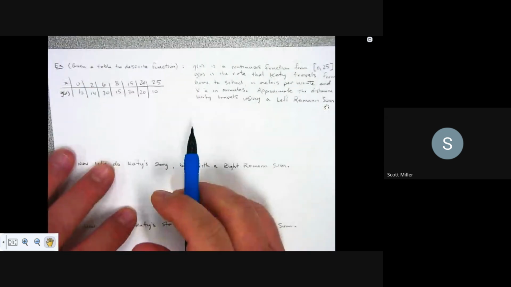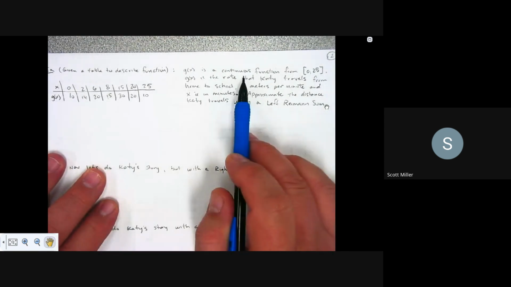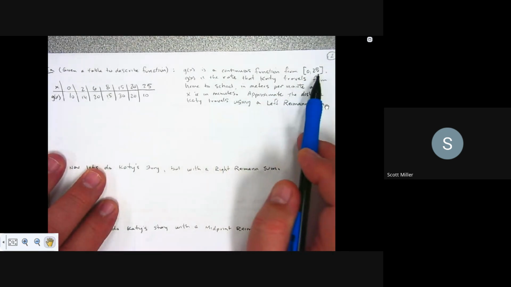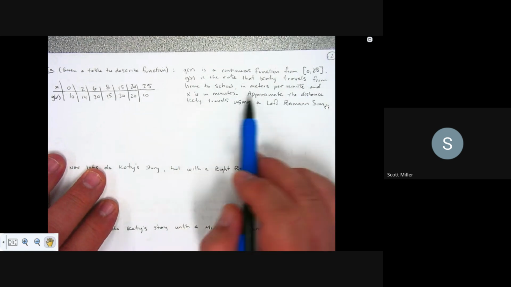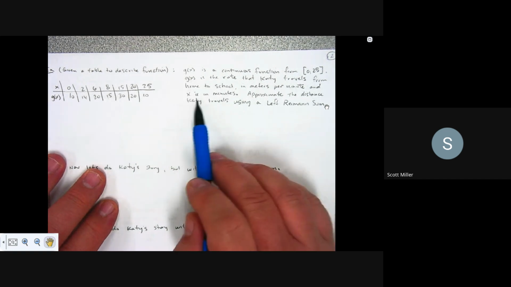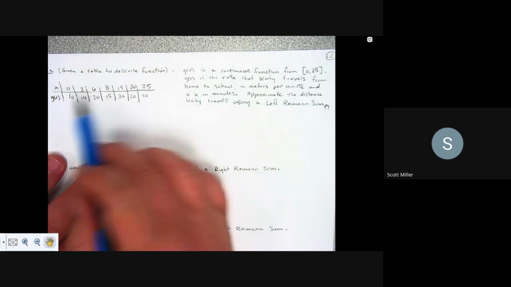So here's this one. Here I'm given a table of values. Okay. G of x is a constant, continuous function from 0 to 25. G is the rate that Katie travels from home to school in meters per minute, and x is in minutes. Approximate the distance Katie travels using a left Riemann sum. So I have these distances over here.